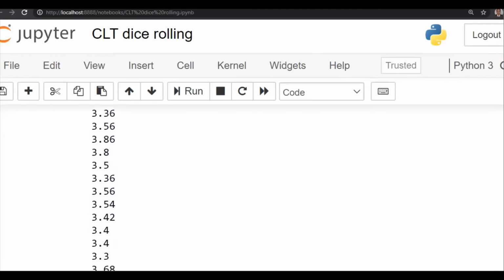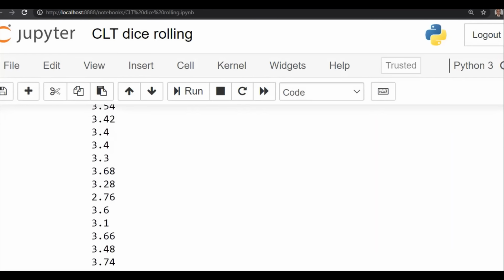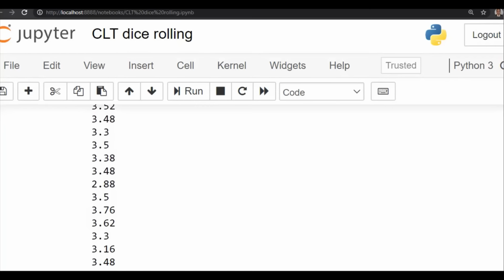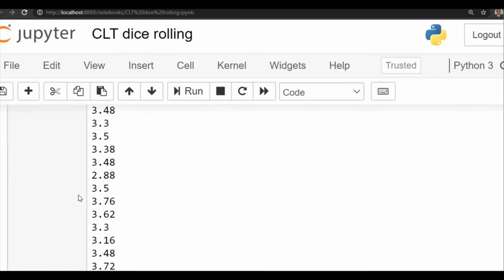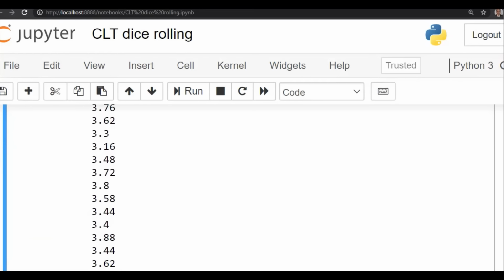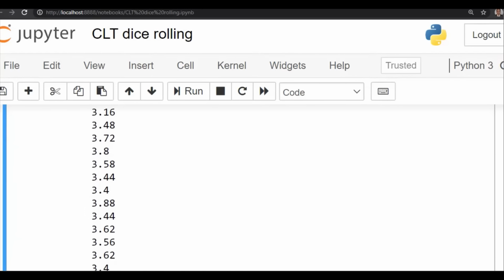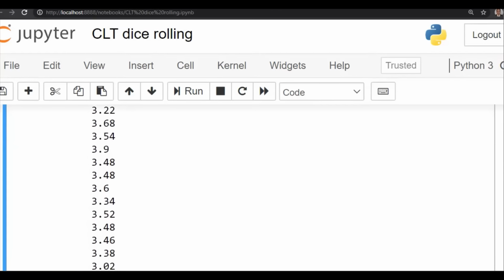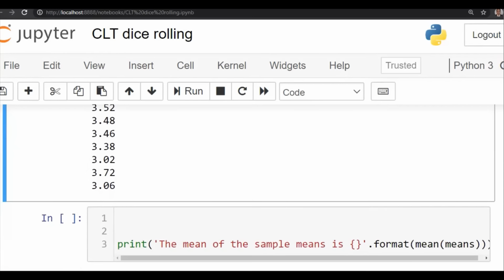Just assume that you have no idea about the population mean 3.5. See the sample means. The sample means are very close to 3.5. Even I have not seen 4 point something. Yeah, we got a number 2.88. It's the extreme one. You will get some extremes as well. That is the third thing central limit theorem says. The distribution is normal. We'll go to that. These are the 100 numbers. Okay, and then we'll draw the graph also.